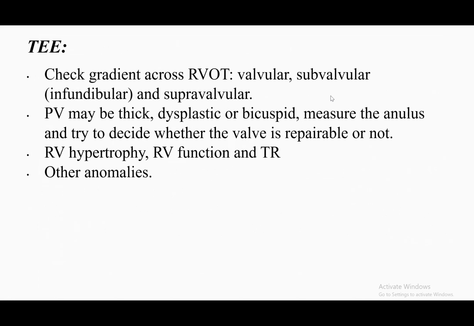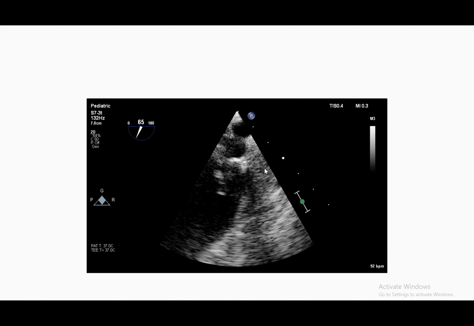TEE: check the gradient across the RVOT. The pulmonary valve may be thick, dysplastic, or bicuspid. Decide whether the valve is repairable or not. Assess RV hypertrophy, RV function, tricuspid regurgitation, and other anomalies.